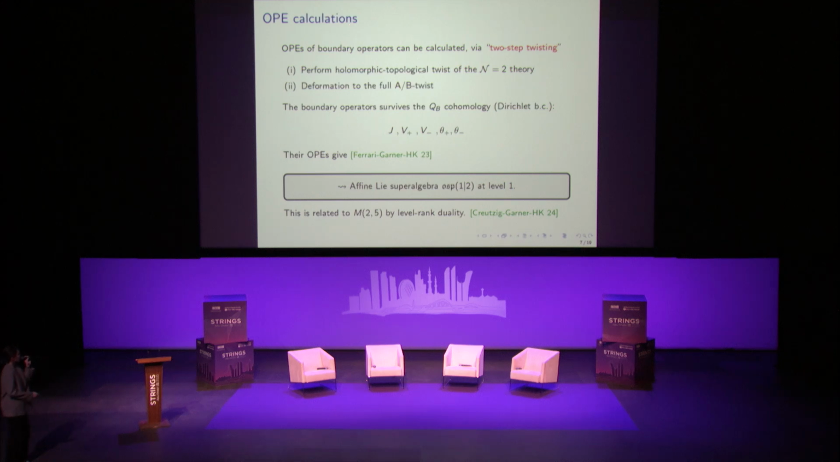The relation between this affine VOA and the originally conjectured Virasoro minimal model M(2,5) is level-rank duality. And you can, in fact, show that these two are related by the level-rank duality in the sense that the categories of modules of the two VOAs are equivalent up to orientation reversal. And in this particular case, this level-rank duality can also be understood from the mirror symmetry of the original 3D N=4 SCFTs.